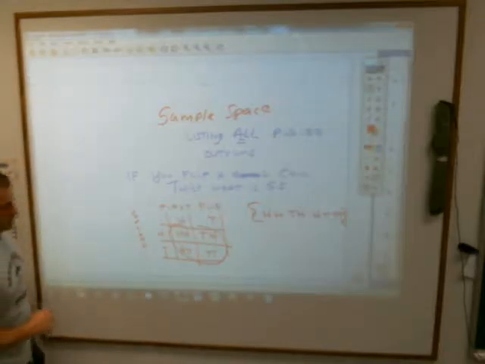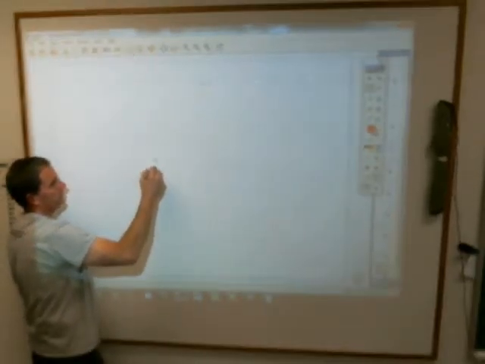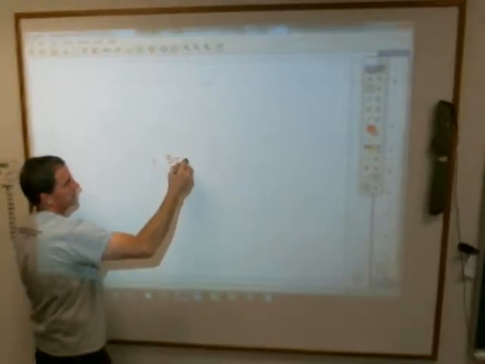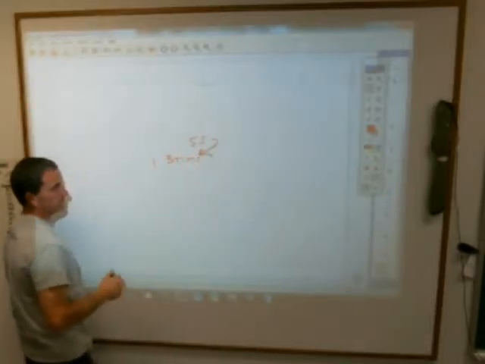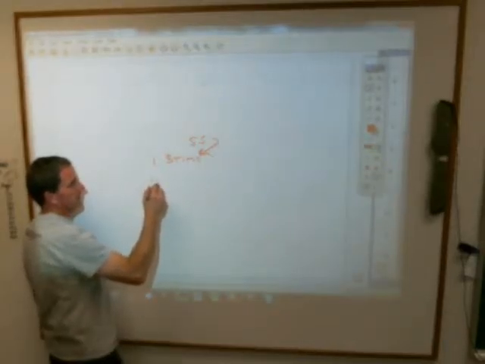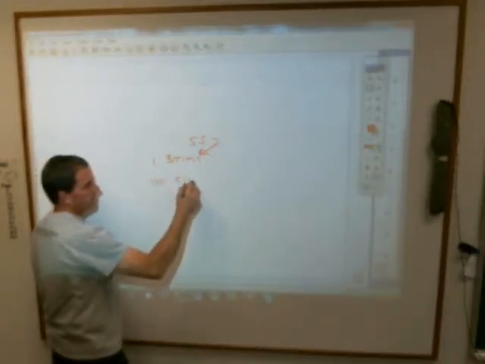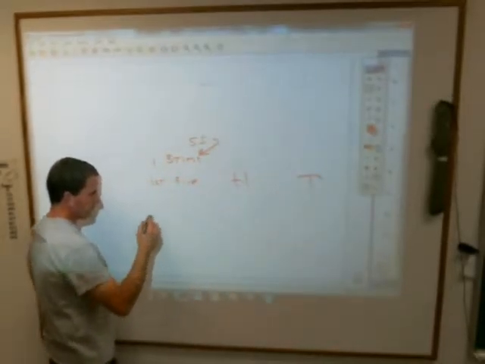I'm more of a fan maybe of the tree diagram. Check this out, see if this makes sense. What if you flip the coin 3 times? What would be the sample space? To me, this kind of works out better. In the first flip, you could get a head or a tail, correct?